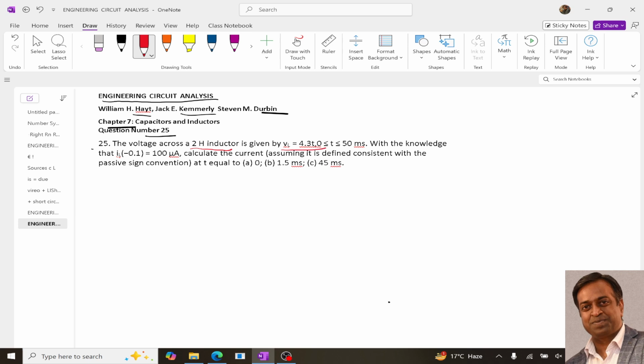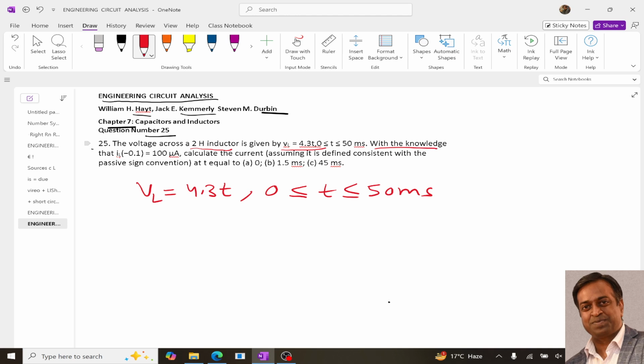The question says that the voltage across the 2 Henry inductor is given as VL = 4.3t for 0 < t < 50 milliseconds. So when t is between 0 and 50 milliseconds, the voltage across the inductor is given as 4.3t.